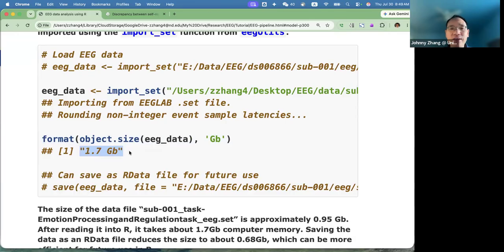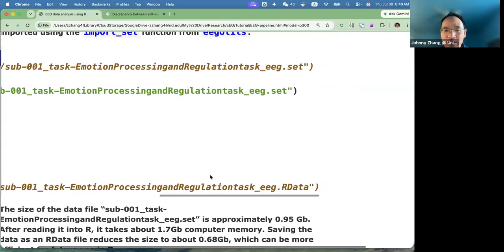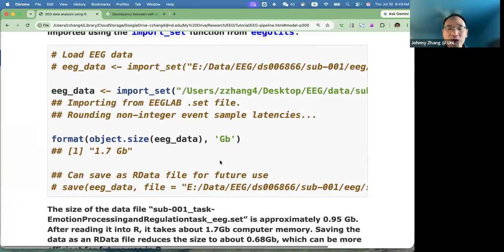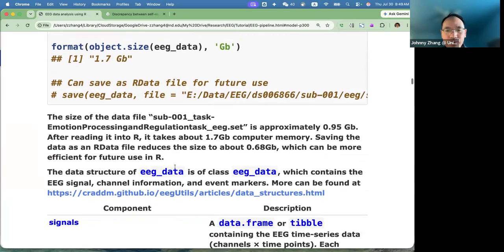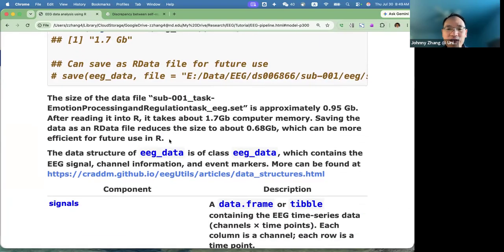Oftentimes, if you are going to use R mainly in the future, after you import the data from the MATLAB data file, you can save it as an R file. For example, here I can save the EEG data as an R data set. In this case, I can use this R data set in the future without needing the MATLAB package to read the data. You can work with the data directly within R. So basically, I read the data and save it in R format. You don't have to do it.